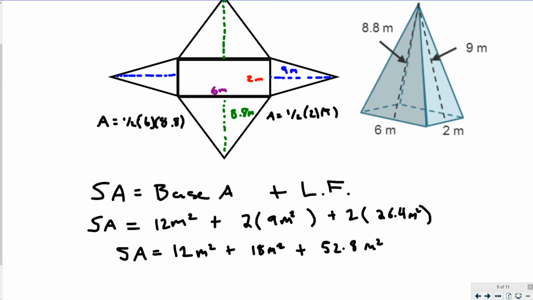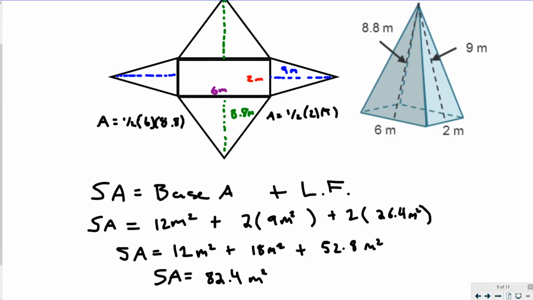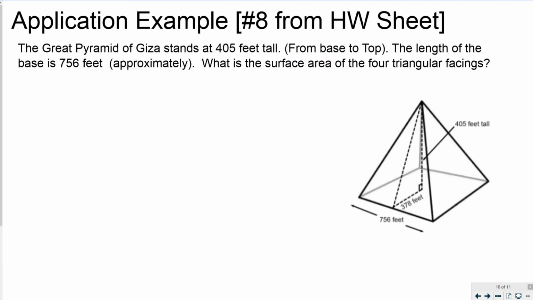And then we're going to add them up. 12 plus 18 plus 52.4 is equal to a surface area of 82.4 meters squared. So this rectangular pyramid has a surface area of 82.4 meters squared. And then we're going to do an application problem.